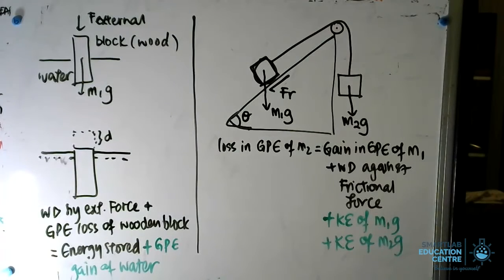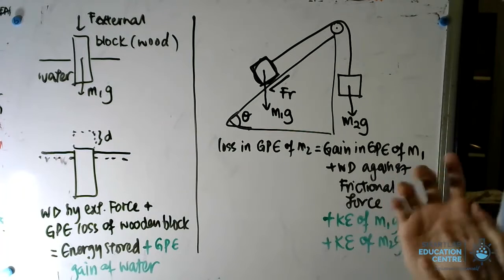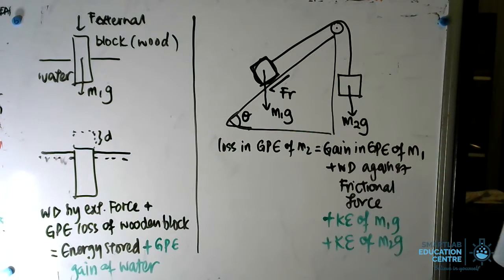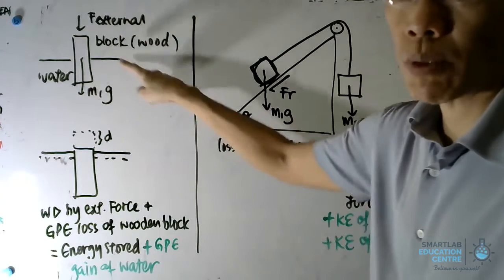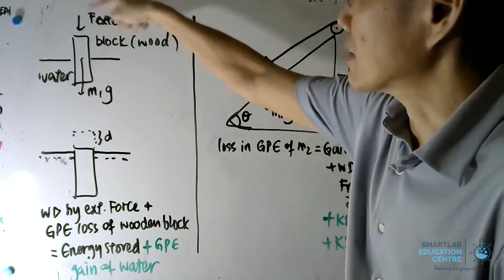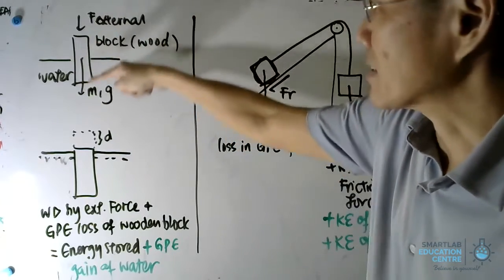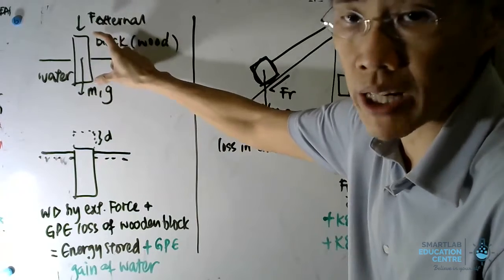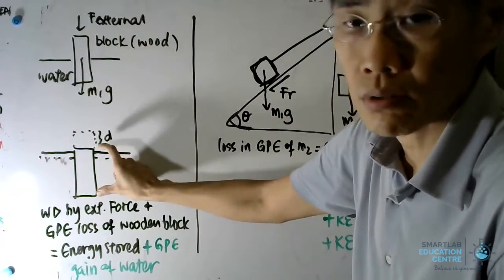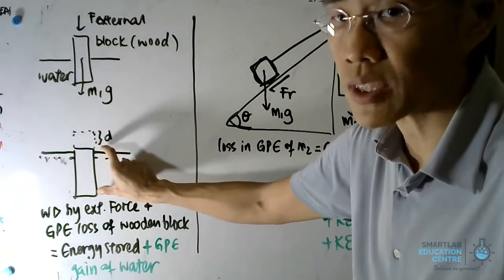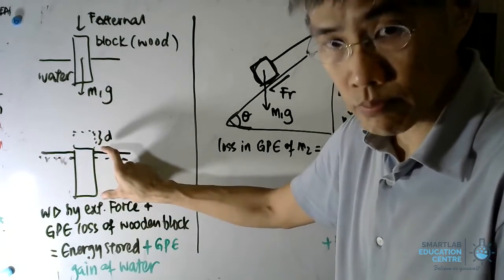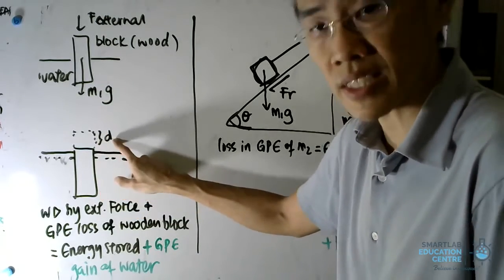Okay, let's now take a look at the 3 cases where we're going to apply the conservation of energy. In the first case, we have a block where we're going to exert an external force to press it down. The block is initially at rest, and we'll push the block down until it is nearly fully submerged, and the block has been displaced downward by the distance d.